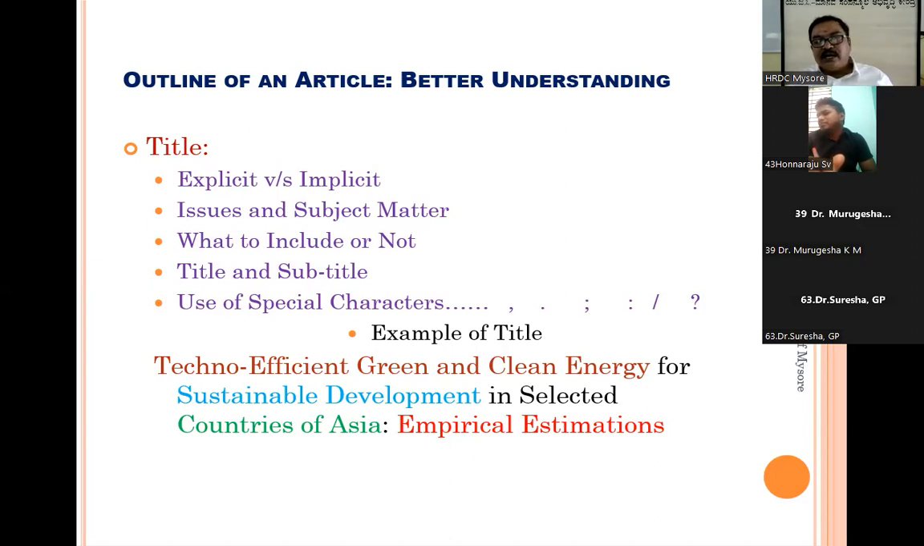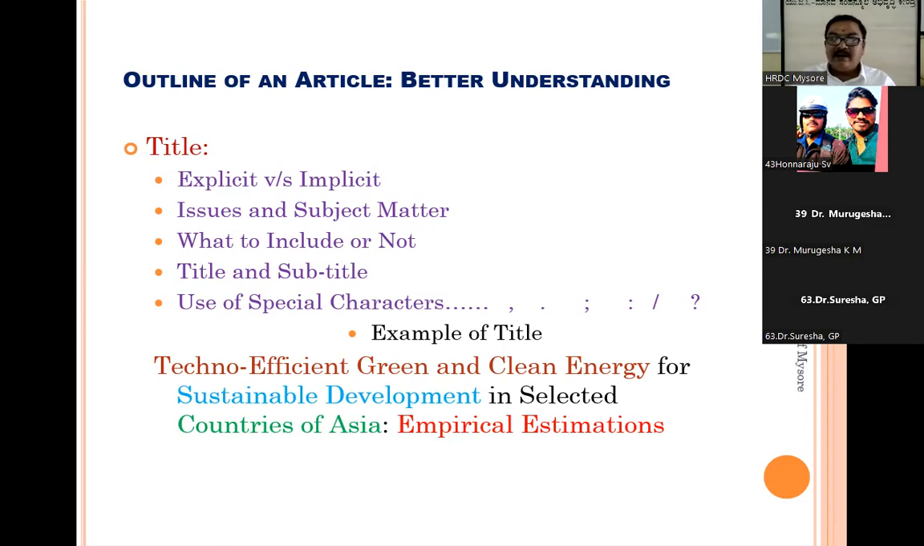And then another issue in the title is, shall I have a single title or shall I have 2 titles? Meaning one main title, another one is the subtitle. And on the use of special characters, comma, full stop, colon, semicolon, slash, question mark, you should not use all these. Just I'm giving an example. Look at here: Techno efficient, green and clean energy for sustainable development in selected countries of Asia, an empirical estimation. It is an explicit kind of title.